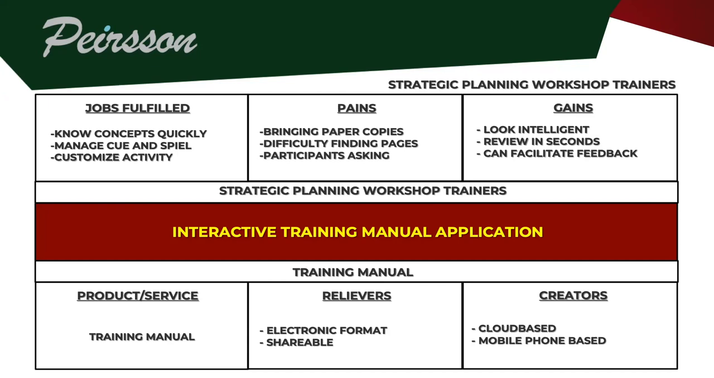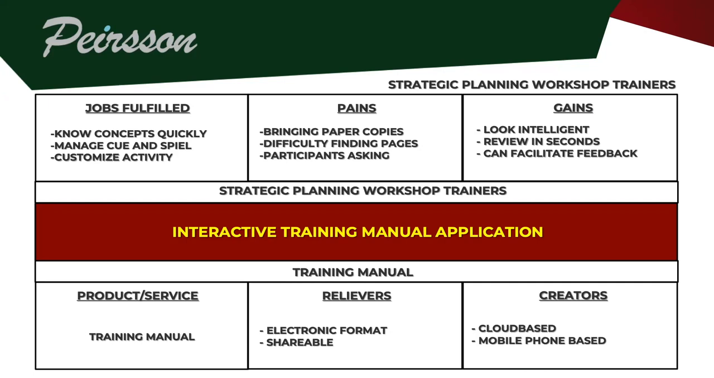And then third, every strategic planning workshop, in my experience, usually has different feedback, different groups of people attending. So some activities are not fit. So you need to customize on the fly. And the training manual helps the strategic planning workshop trainers to change the activity instantly based on the participants, right? That's a job fulfilled, right, of the training manual.